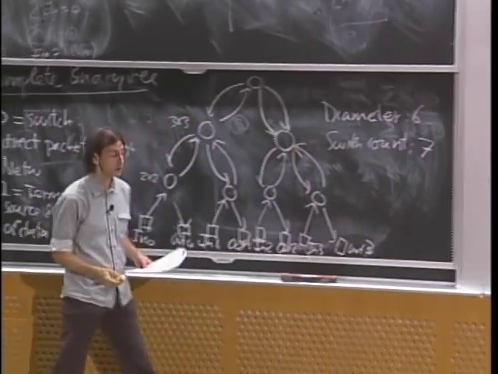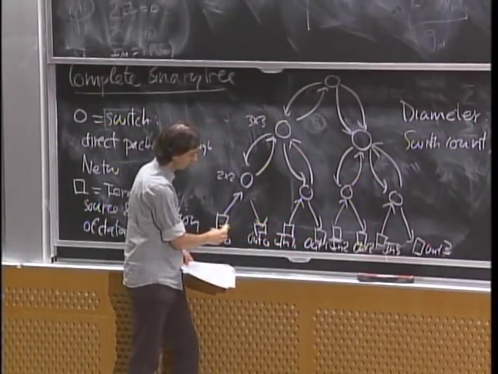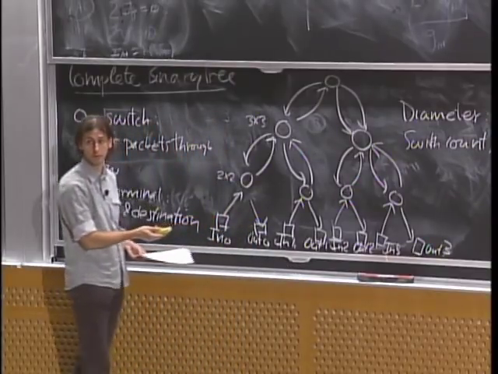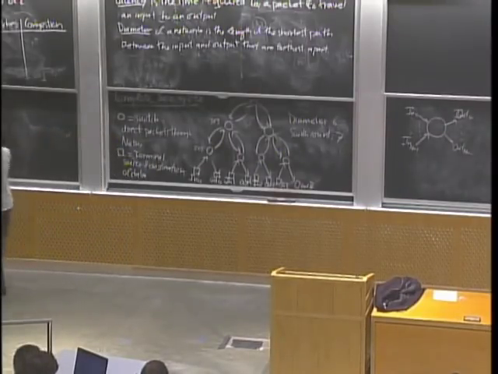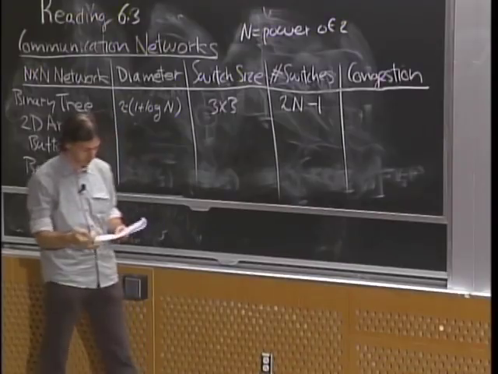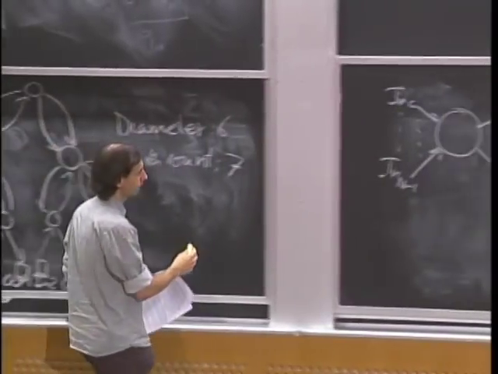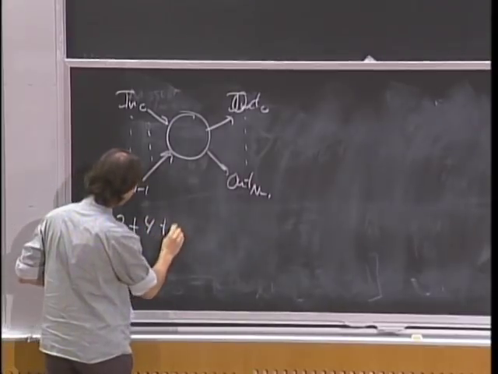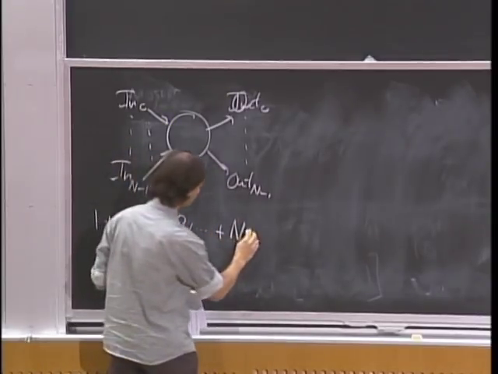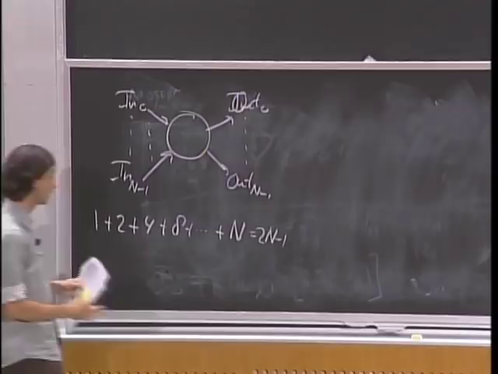We have 7 switches. And in general, if we have n inputs, so 1, 2, 3, 4 inputs, then the number of switches that we use in the binary tree is 2 times the number of inputs minus 1. So let's write that down. Over here we would have 2n minus 1, which is the number of switches that you actually use. So how can you see that actually? In general we have 1 plus 2 plus 4 plus 8 and so on plus n. n is a power of 2 according to our assumptions. And if you add them all up, I think you can check for yourself that this is equal to 2n minus 1.